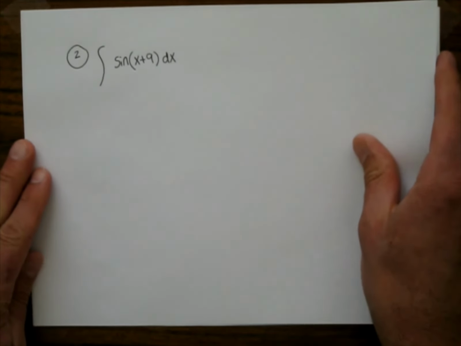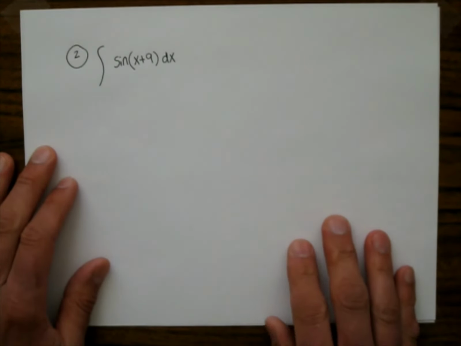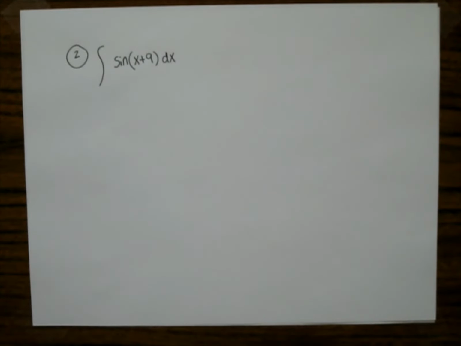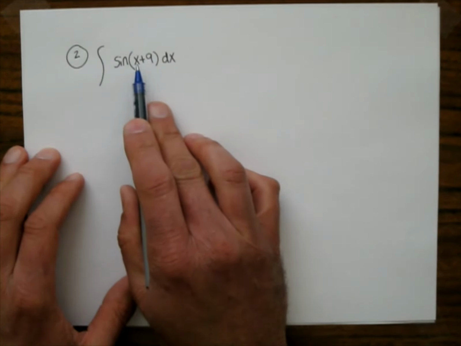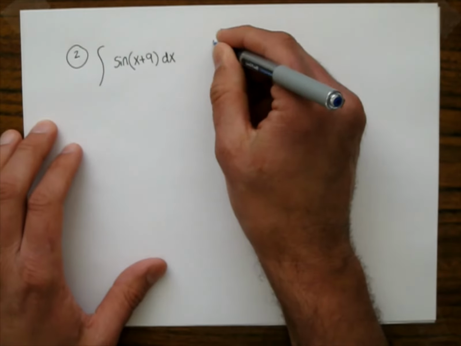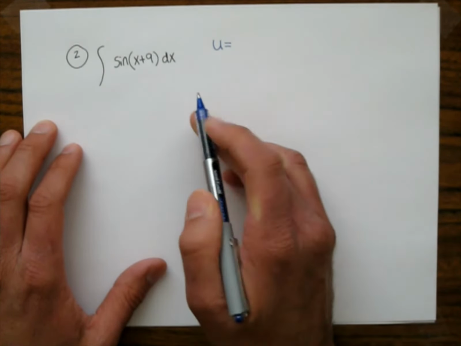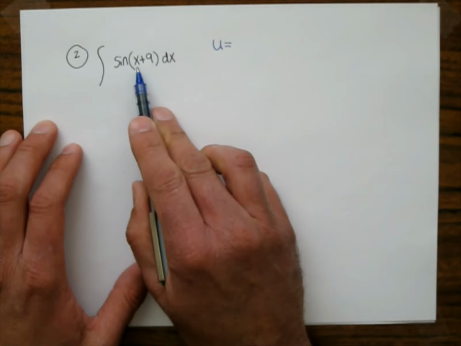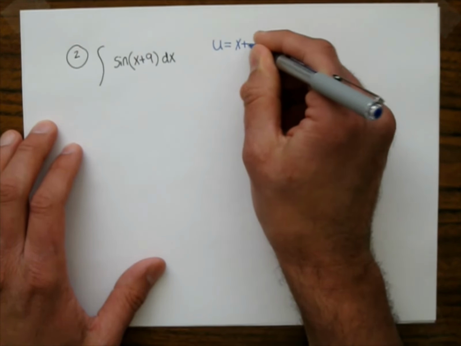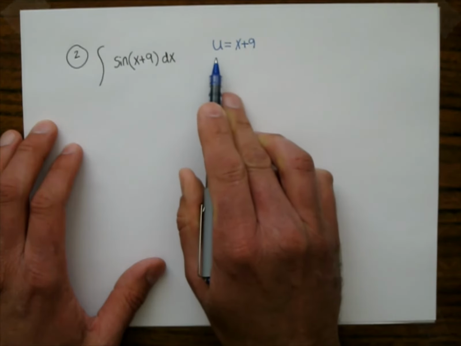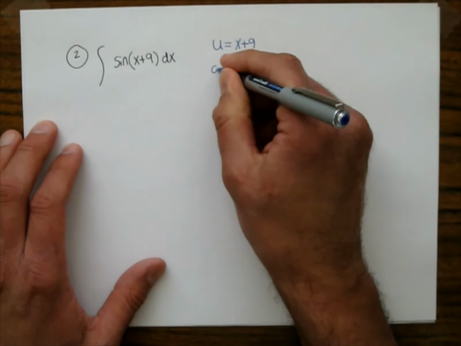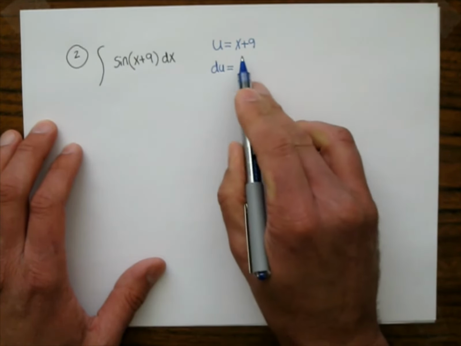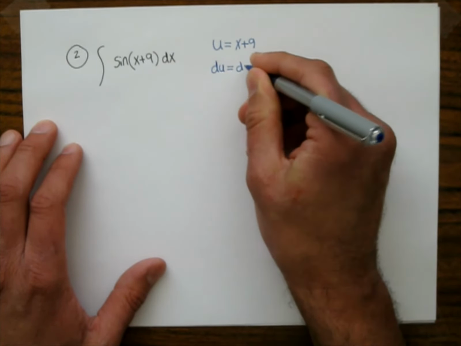Problem number 2. So the substitution rule is really the reverse chain rule. That is what it is. Let's do this problem. Okay, I have sine of x plus 9. I'm going to make a u substitution. Now sometimes it's not always obvious what to make u. I'm going to make u x plus 9. It's in the parentheses. So now I'm going to go ahead and say the derivative. Now you can write out du dx equals 1. I'm just going to say du equals, and then the derivative of x is 1, and then we put a dx.